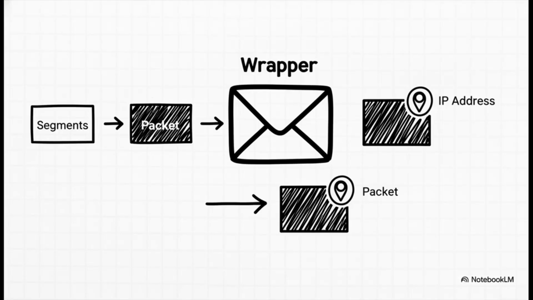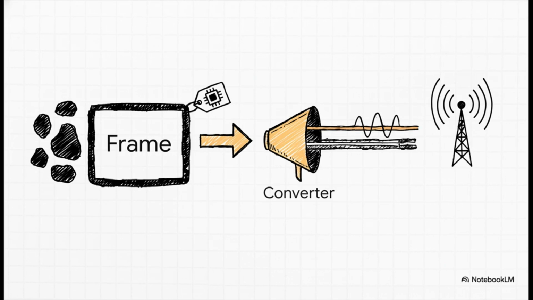All right, so our segments now move down to the network layer. Here, they get wrapped in yet another layer of info, and they become packets. And this layer adds the most famous address of them all, the IP address. So if the port address was the name of the person on the envelope, the IP address is the full street address. It's that global identifier that tells the internet's routers exactly which device, anywhere in the world, this packet needs to get to. We are so close, we're in the home stretch now.